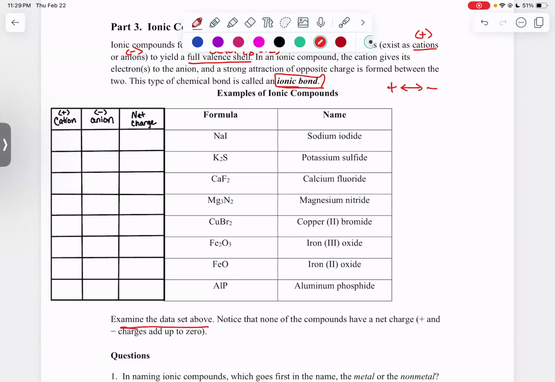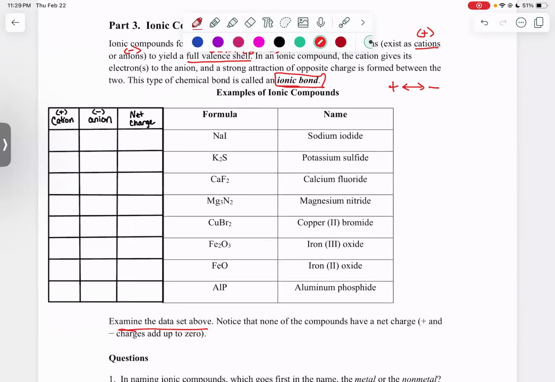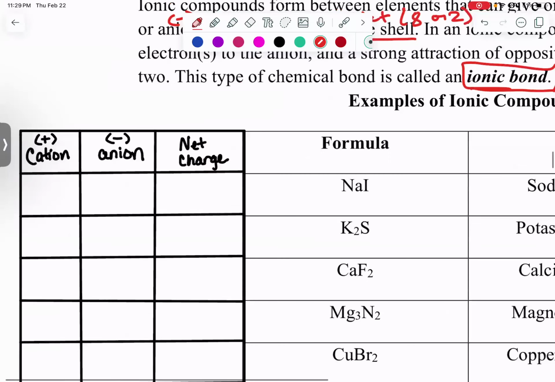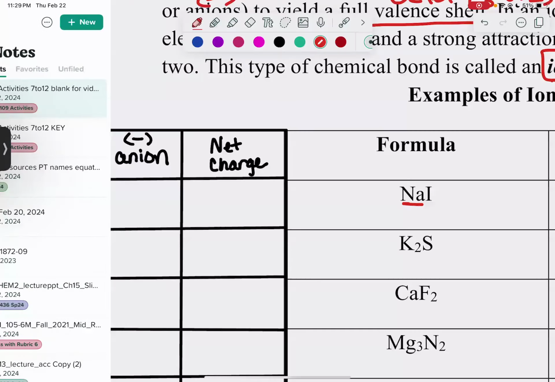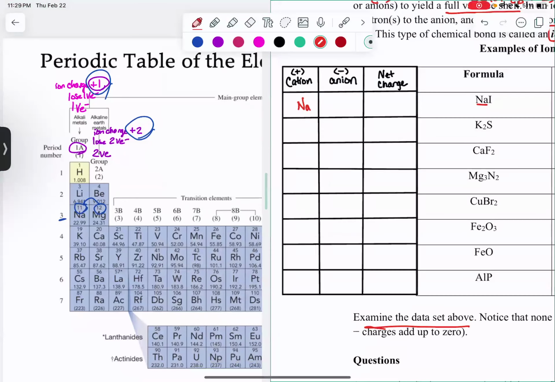So I want you to add this little table to your sheet, and I'm going to do 2 with you. We're going to look at this first one, NaI, which is sodium iodide. If you look at your periodic table, you should be able to find any of the elements and identify what charge they turn into. So if we look first at sodium, the symbol is Na. I guess I could show you a periodic table, and this is what you should be doing, right?